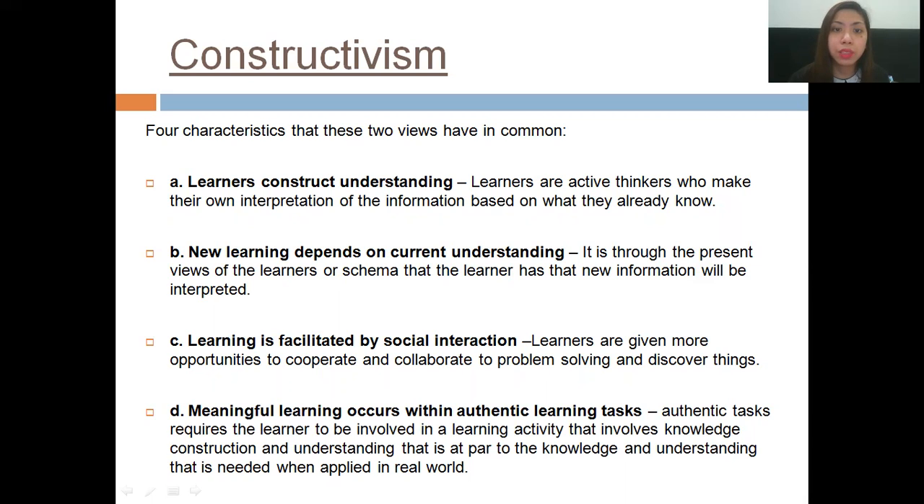Second, new learning depends on current understanding. It is through the present use of the schema that the learner has that new information will be interpreted. That is why having background on the information is important.